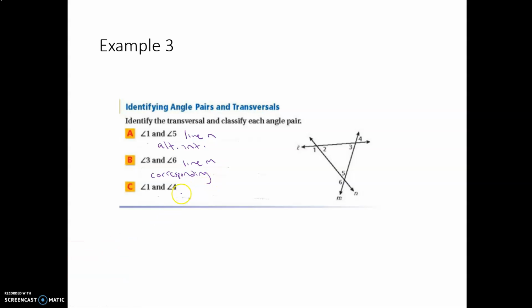And last one, angle 1 and angle 4. You might have to tilt your head for this one. Alright, we don't need anything down here. Cover it up. Here's your two lines cut by your transversal. So your transversal is line L. And it looks like they're both exterior, alternate exterior angles. Right, outside, and they're alternate sides of the transversal.